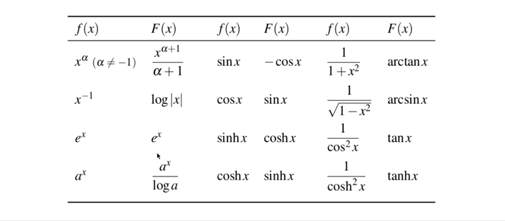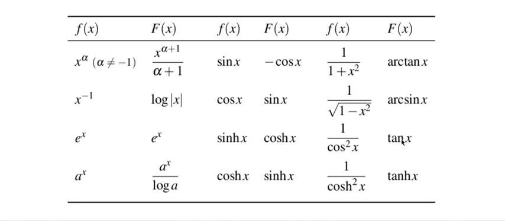The exponential is similar. The primitive of a to the x is a to the x divided by the logarithm of a, because the derivative of a to the x is a to the x times the logarithm of a. The primitive of the sine is minus the cosine, because the derivative of the cosine is minus the sine. The primitive of the cosine is the sine, because the derivative of the sine is the cosine. The hyperbolic sine and the hyperbolic cosine are primitives of each other. And then these are two interesting ones: the primitive of 1 over 1 plus x squared is the arctangent, and the primitive of 1 divided by the square root of 1 minus x squared is the arcsine.